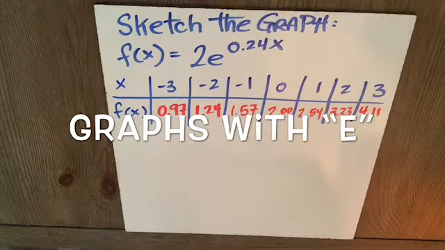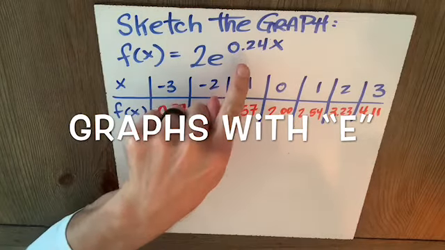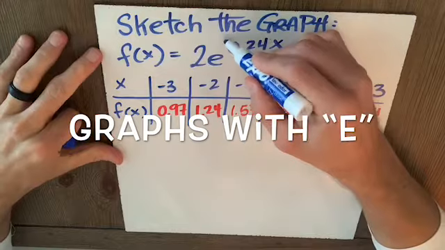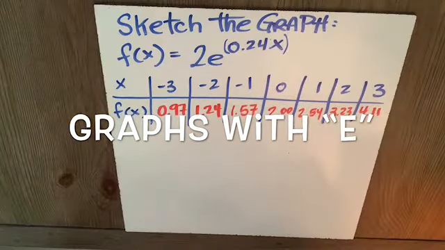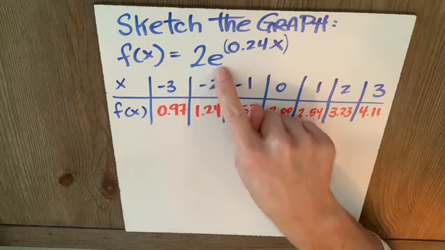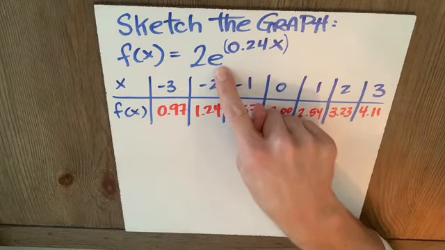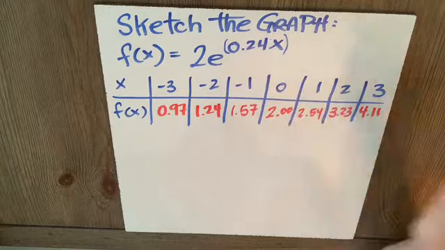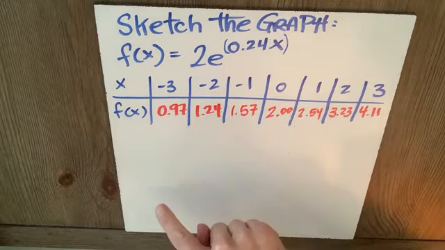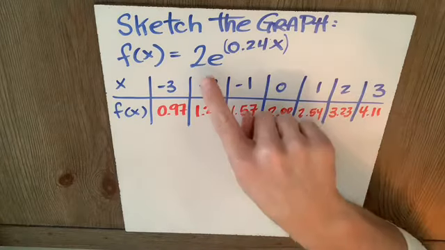Here we've been asked to graph f of x equals 2e to the 0.24x. Now, I know some things about graphs. One, I have a base that's 2.7, which is greater than 1, and a positive exponent. So I know I'm going to have exponential growth. So my graph is going to go up like that.